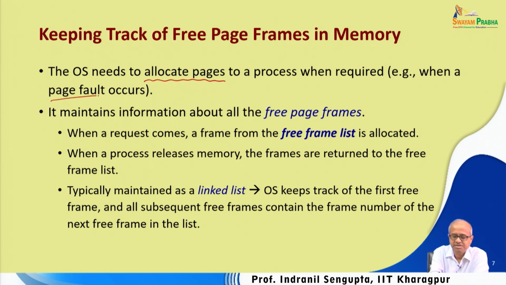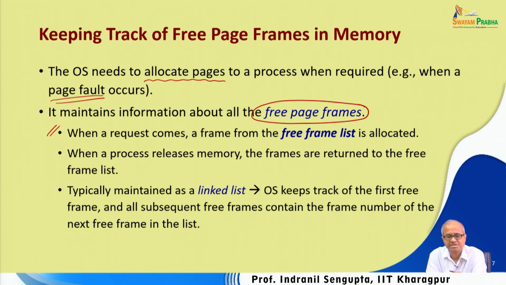So, whenever a page fault occurs, some page stored in secondary memory has to be loaded in physical memory. So, the operating system must store in some way information about all the free page frames. Let us call it the free frame list. So, when a request comes, in the form of a page fault, you need to allocate a new page frame. So, any one frame from the free frame list can be allocated.